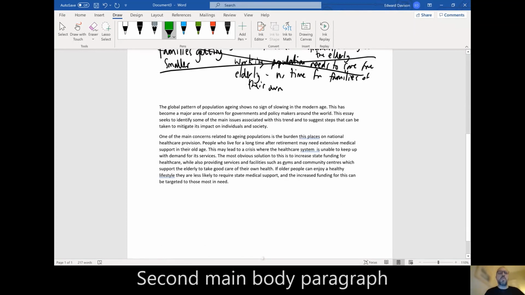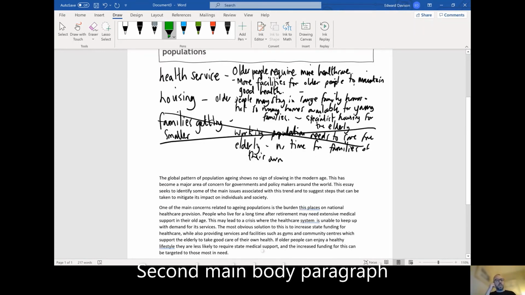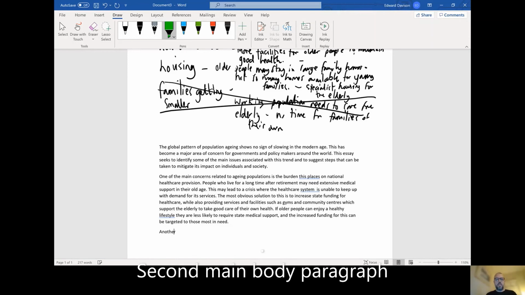Okay, next, main body paragraph. Here we're going to talk about a problem and a solution in terms of housing. So, another issue associated with this trend is the, have I said burden already? Yes, burden is its impact on the housing market.